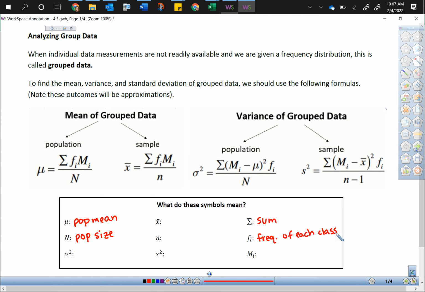Okay, f stands for frequency. Then this capital M, that one's also new. That represents the midpoint of each class. The midpoint of each class. Okay?